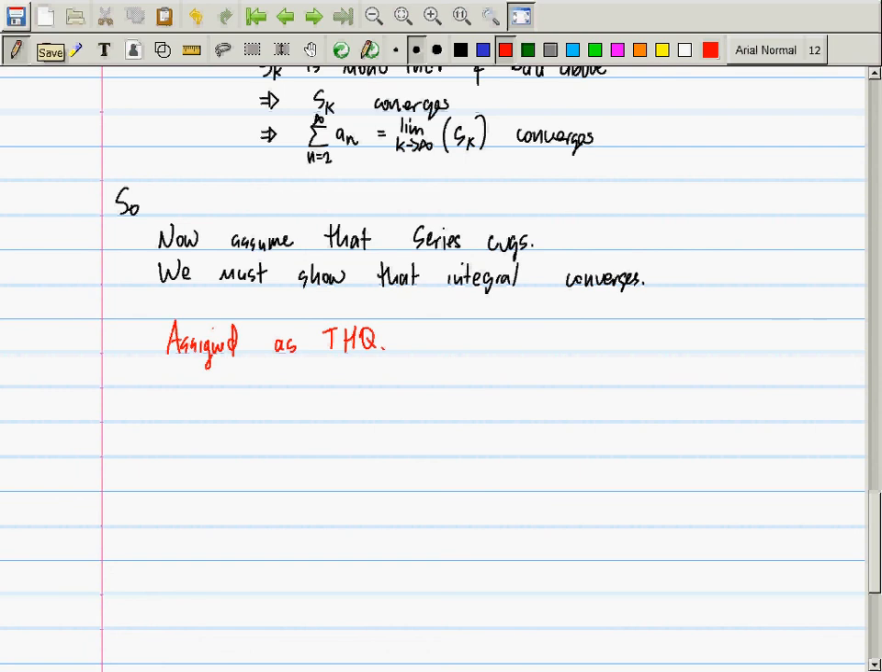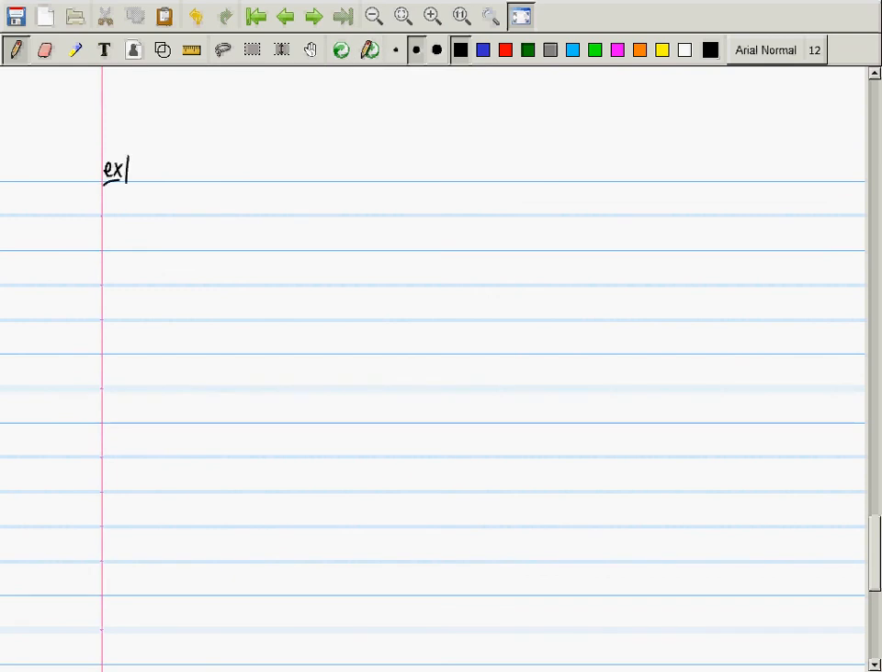Any questions about this method here, the integral test? Okay, so the first thing we're going to do is a simple example. For example, the sum from n is 1 to infinity of n over n squared plus 1.